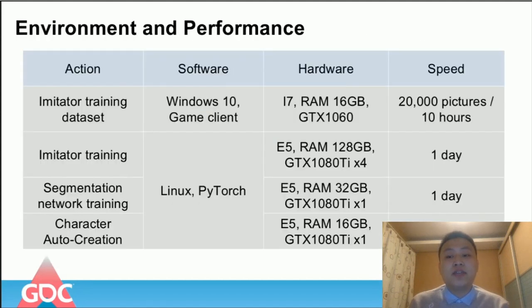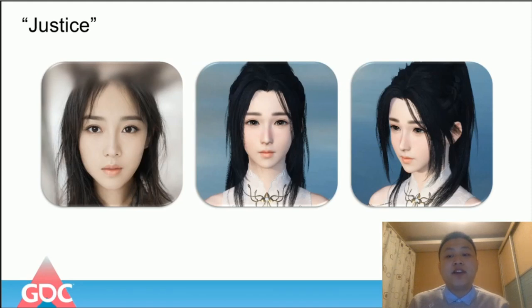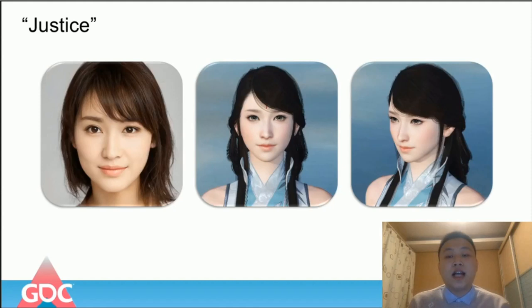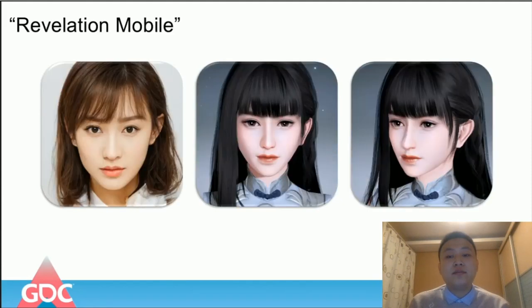This table shows the performance of our method, which has a short development period and high execution efficiency in the running time. Here we show some results. Our method has been verified on our game Justice. It can generate vivid characters based on a single photo. Our method is not limited to different classes and different genders. Our method can also be applied on mobile games. Here are some results on an upcoming game.